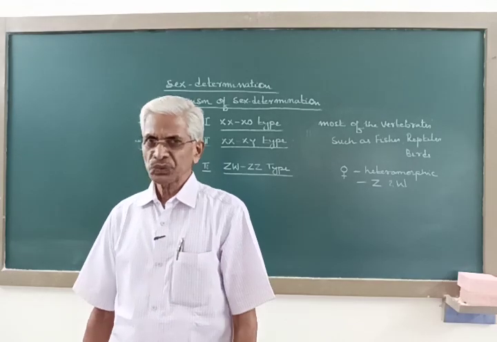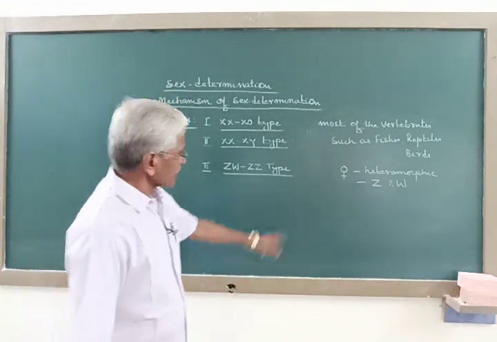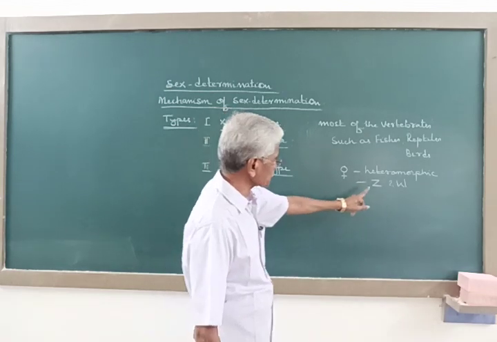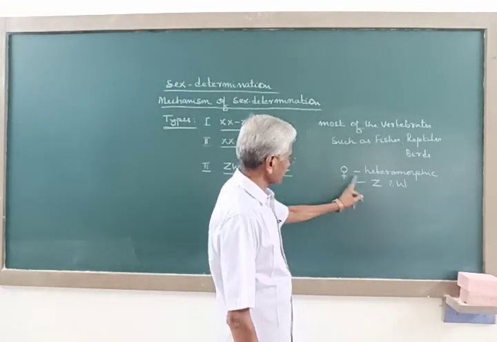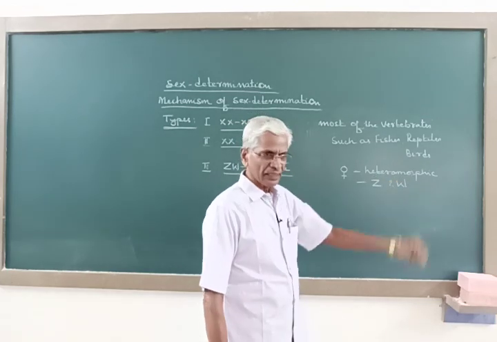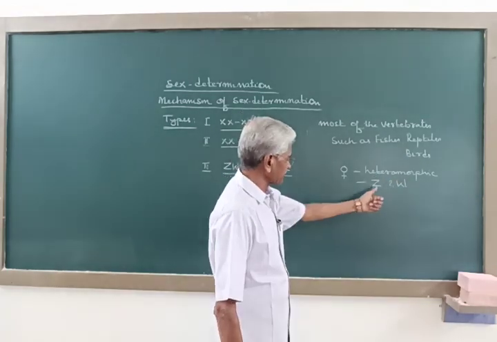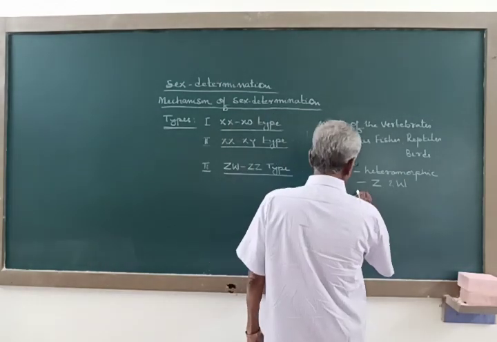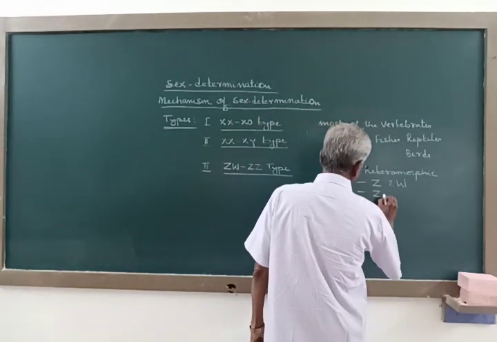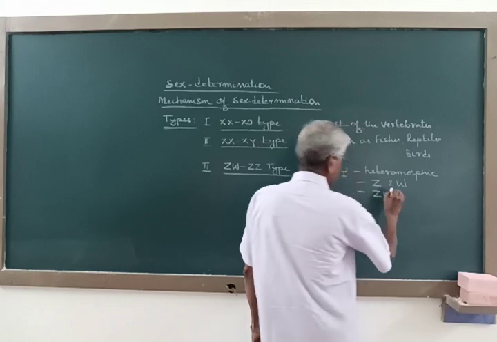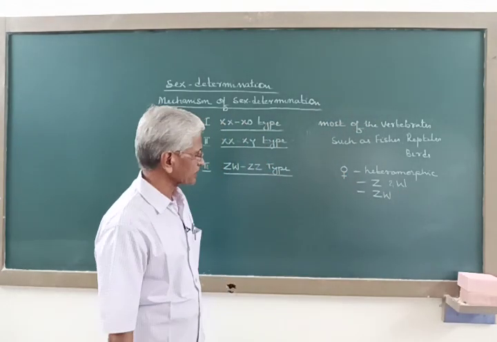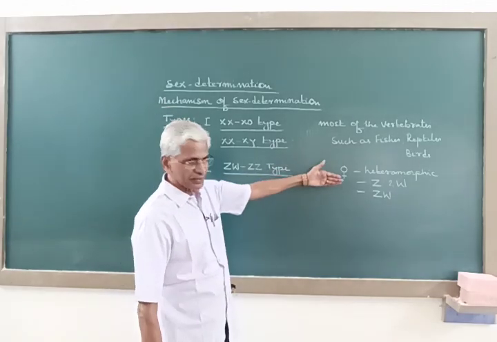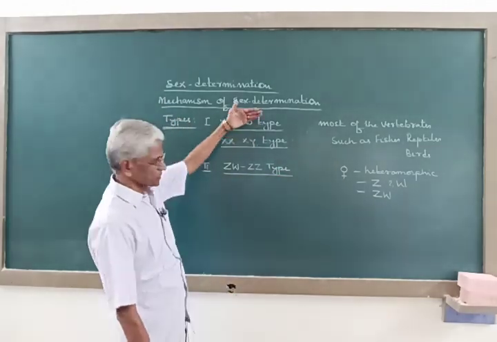These are the two sex chromosomes. Now here the female has a pair of sex chromosomes which are dissimilar. The sex chromosomes here are heteromorphic, denoted as Z and W. Hence here, the female is ZW. Now here the condition is exactly converse.